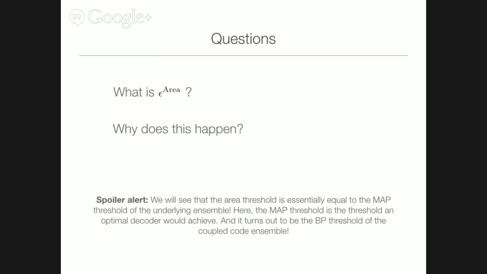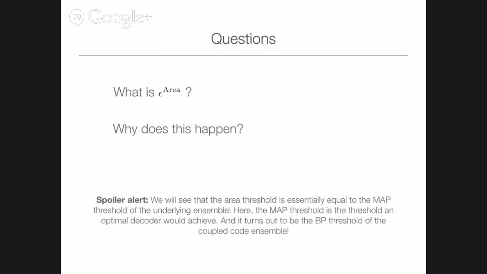So the question is essentially, up to which threshold does this thing go, and why does it go? Typically this is called the area threshold, and I'll tell you in a second why. As a summary already, this area threshold is called like this because it's defined in one way to characterize this in terms of an area, which I'll show you in a second, and it turns out to be equal to the MAP threshold.